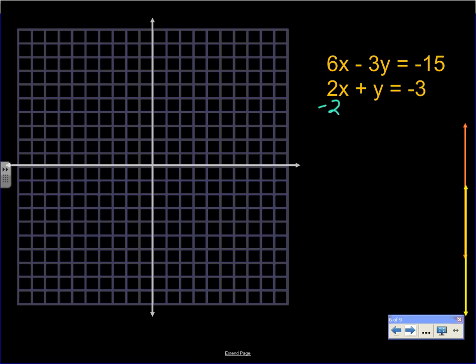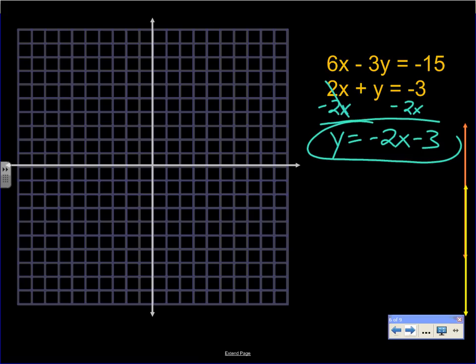We're going to work with the bottom equation first. I'm going to subtract 2x from both sides, so I'm left with y is equal to negative 2x minus 3, because those canceled out. Let me go ahead and plot that one real quick. Negative 3 is the y-intercept. The slope is negative 2 over 1, which means down 2 to the right 1. I could have also, from the y-intercept, gone up 2 and to the left 1.